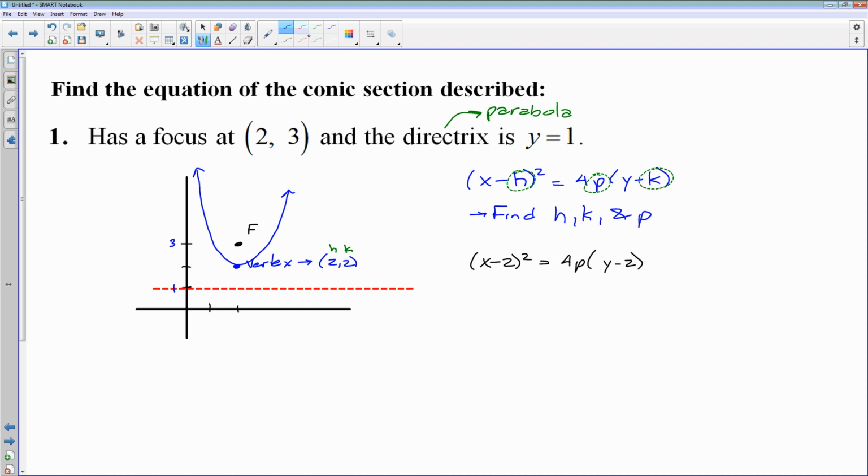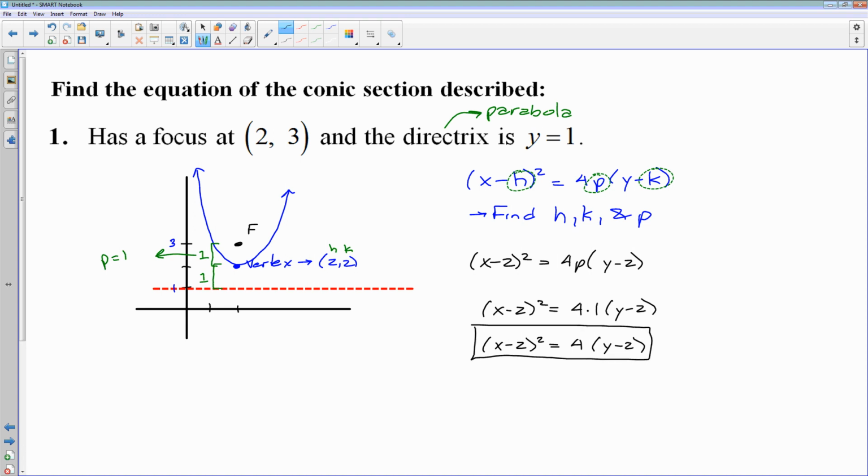And now I need to find p, and I remember that p is the distance between your vertex and the directrix, or between the vertex and the focus, and that distance is 1. Since that distance is 1, I know that p is equal to 1, and I'll just plug in 1 for p. So my final equation is (x minus 2) squared equals 4 times 1, (y minus 2), or if you're really smart, you can say (x minus 2) squared equals 4 times (y minus 2). And there is our final equation for this parabola.